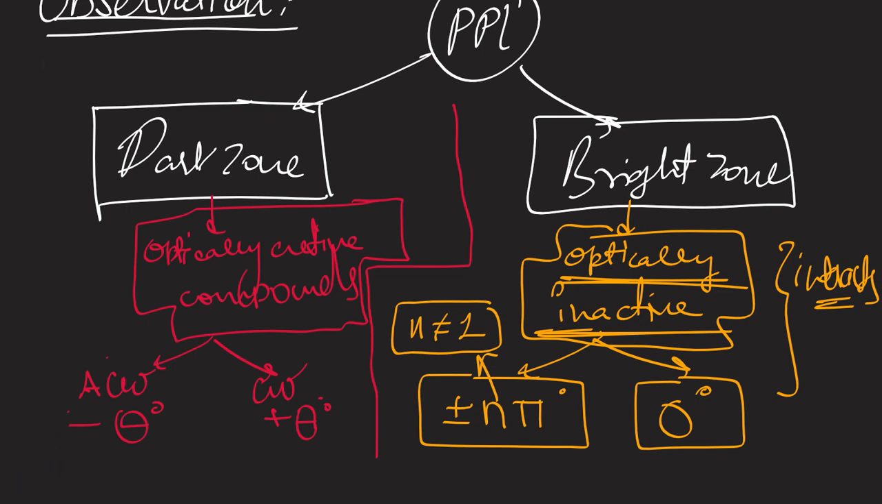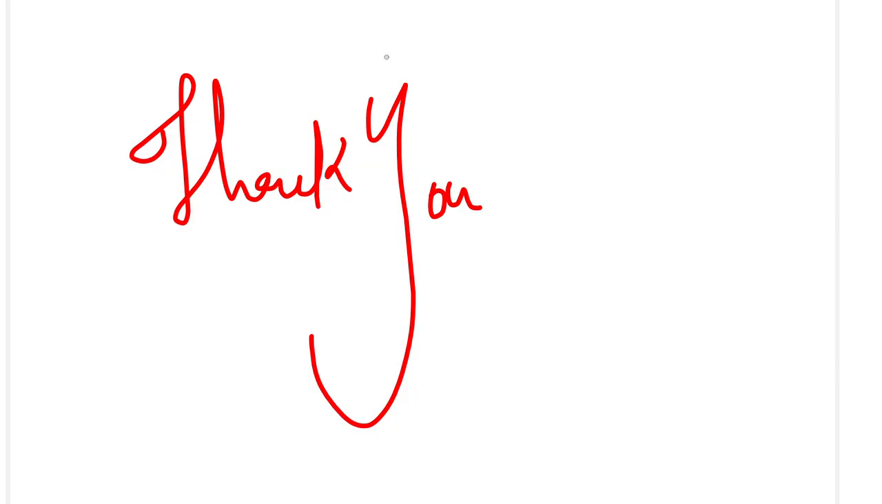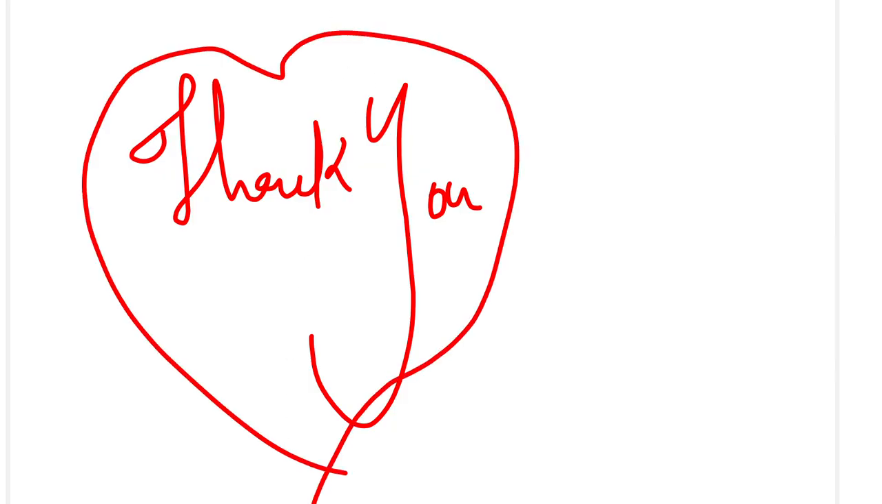This is called levorotatory. Difficult name to pronounce. Check the spelling. The initial is L, and dextrorotatory, D. This is what we call them, and mostly our whole calculation is upon these things only. So thank you. I hope you understand.